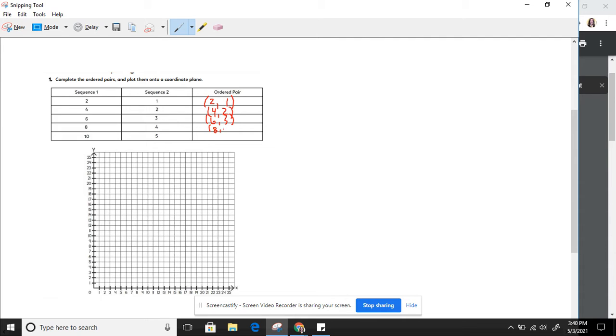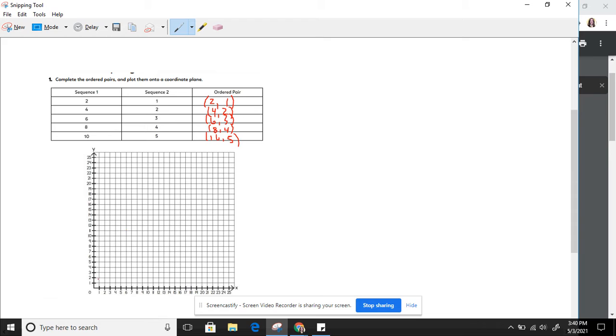And I'm going to do all of number 1 for you so that you can use this as an example for number 2 and 3 as well. And then you've got 10 and 5. So there's the ordered pairs. So the first part's pretty simple. You just write the ordered pairs based on what your sequences are. Then you're going to plot these ordered pairs as it says in the directions.